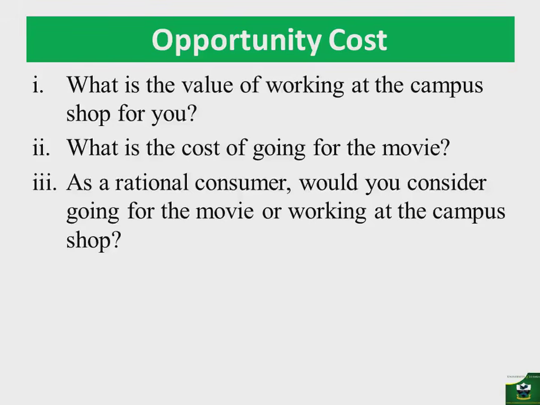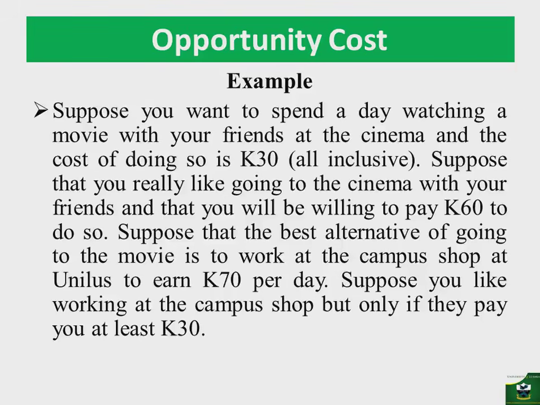Now, let's try to answer these questions together and see how you connect with what you solved earlier before this presentation. Now, from this situation that we have, before we start answering, we should note two things: the cost and the benefit. The 60 kwacha you are willing to pay for the movie represents the maximum amount you are willing to pay for that activity, and therefore it represents the benefit in monetary terms. The second part is the 30 kwacha.